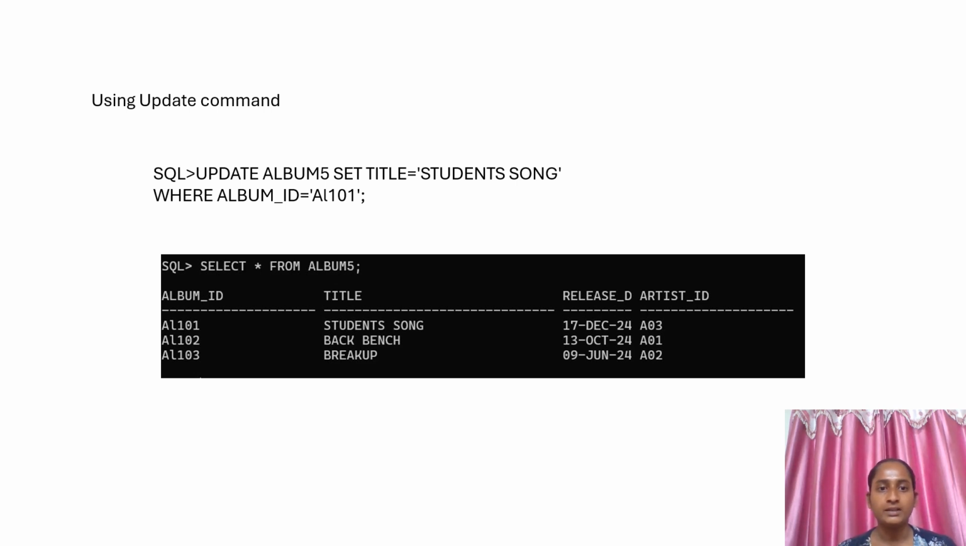Using update command, update album, set title equal to student's song, where album ID is equal to AL101. Previously, we have inserted the title as student. Now we are updating the title as student's song for the album ID equal to AL101. It has been updated.